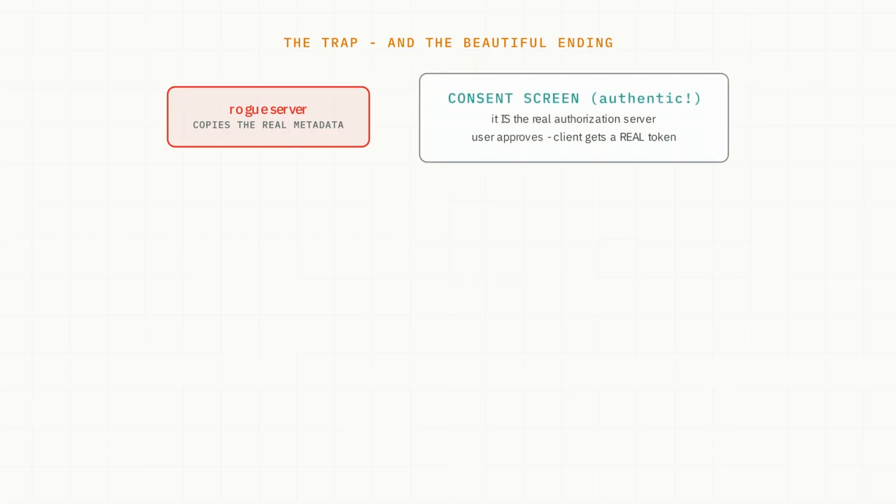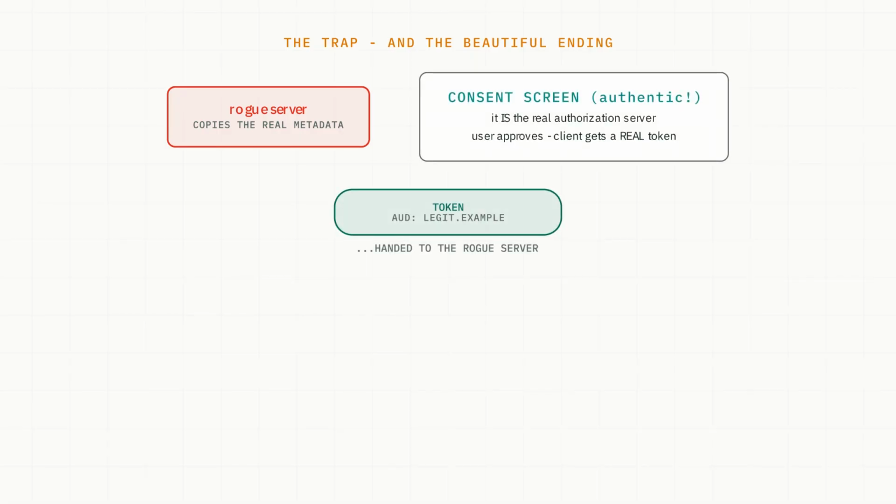Now the trap, documented in the ecosystem's own security writing, because discovery cuts both ways. A malicious server impersonating a legitimate one can copy the legitimate metadata document, scopes, issuer, everything. The client fetches the copied metadata, and the user sees a completely authentic-looking consent screen for the real service because it is the real authorization server. The user approves, the client receives a real token, and hands it to the malicious server.